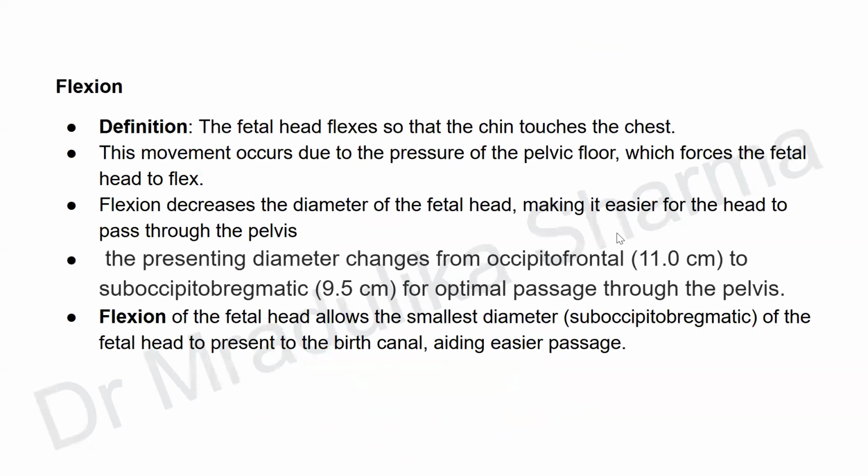Now the flexion. The fetal head flexes so that the chin touches the chest. It's also an MCQ. This movement occurs due to the pressure of the pelvic floor, which forces the fetal head to flex and touch the chest. Flexion decreases the diameter of the fetal head, making it easier for the head to pass through the pelvis. The presenting diameter changes from occipitofrontal, that is 11 centimeter, with a partially deflexed head, to suboccipitobregmatic, a completely flexed head, that is 9.5 centimeter, for optimal passage through the pelvis. Flexion allows the smallest diameter, the suboccipitobregmatic, of the fetal head to present to the birth canal, aiding in easier passage.